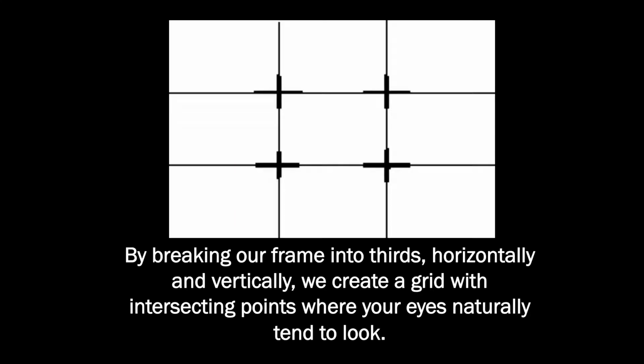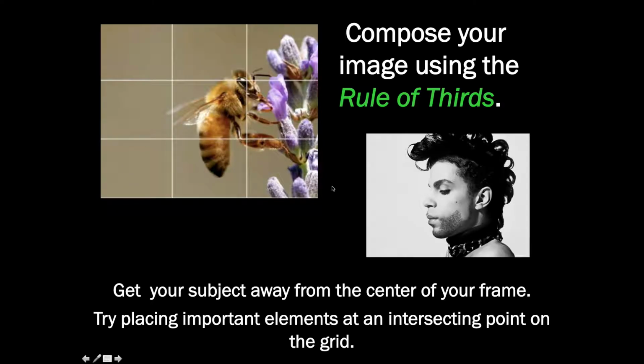So why don't we take advantage? If this is where people are going to look, in one of these crosshairs, let's take advantage of it. Let's put things that are important there. And so compose your image using the rule of thirds. Get your subject away from the center of the frame. Place important elements at the intersection. So here you can see they put the bee's eye because that was really important. And again, if there was something else, they might have put a second thing in one of the other spots. But really, you just have to hit one.